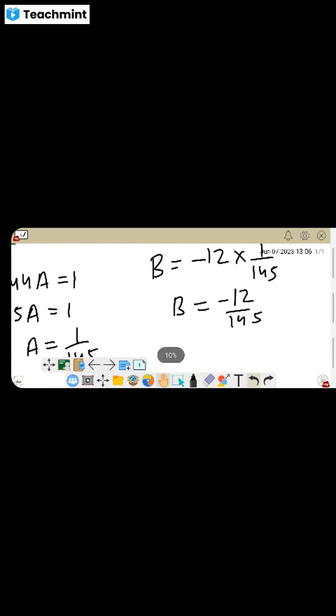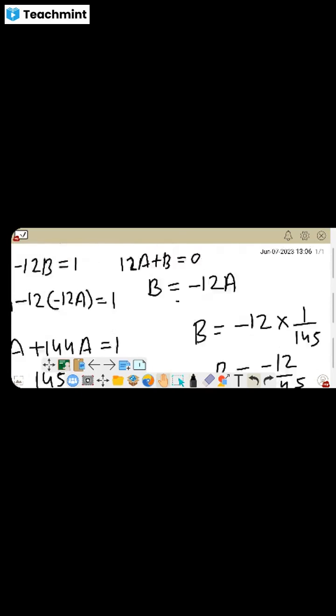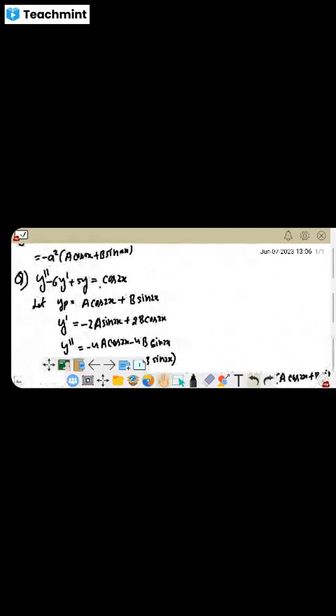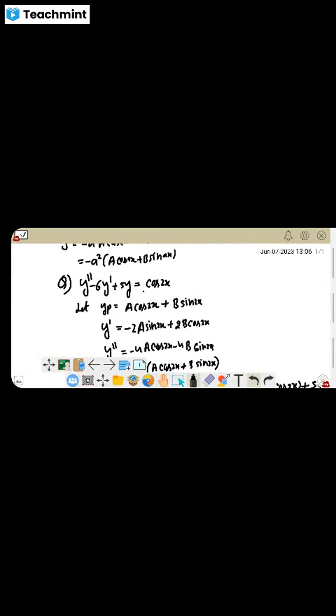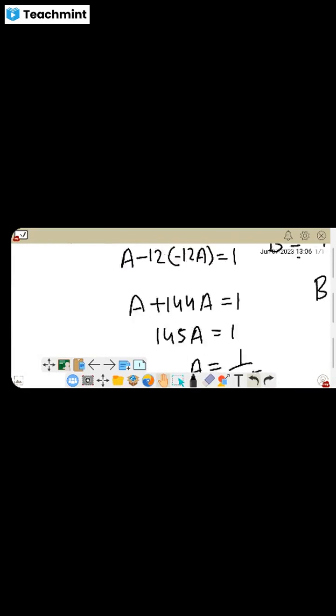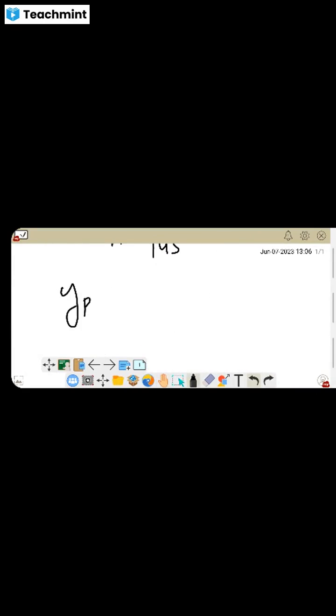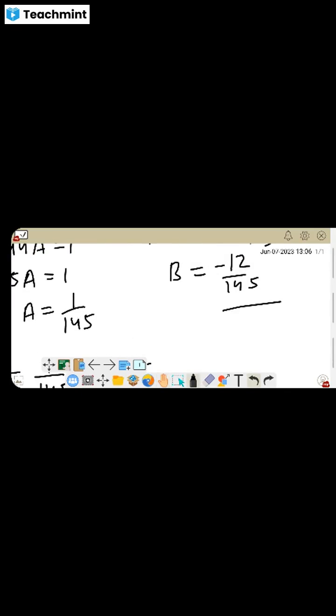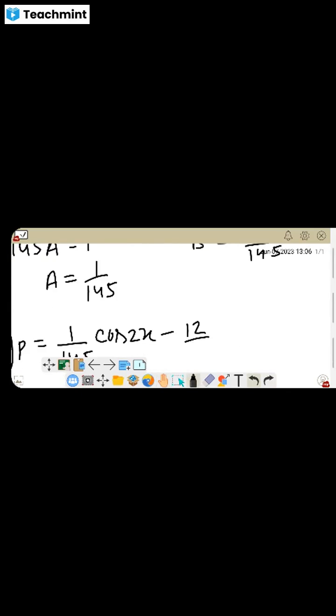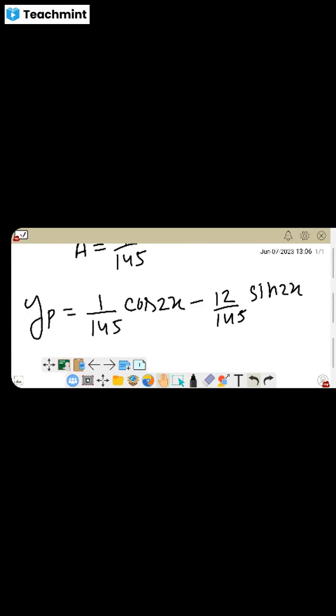Got it? So these are the values of a and b, and we need to put them here. So required yp is equal to a is 1 upon 145 into cos 2x minus, because value of b is negative, so take minus 12 upon 145 into sine 2x. Now got this?